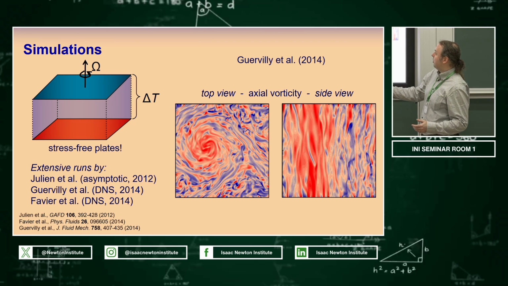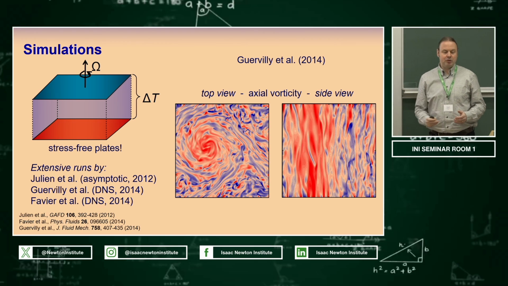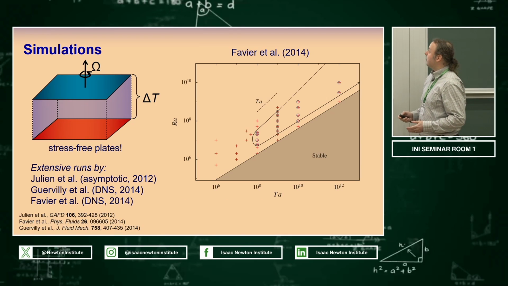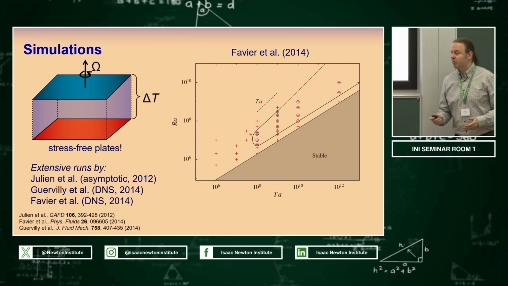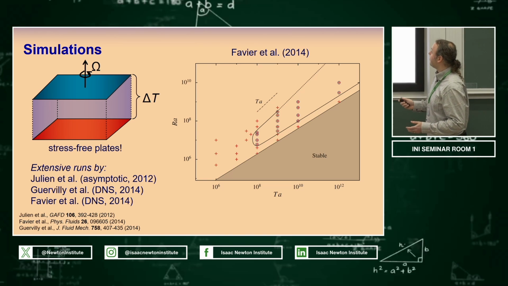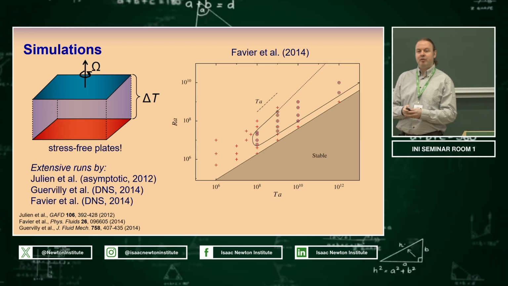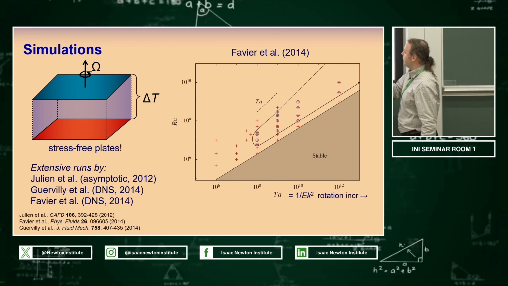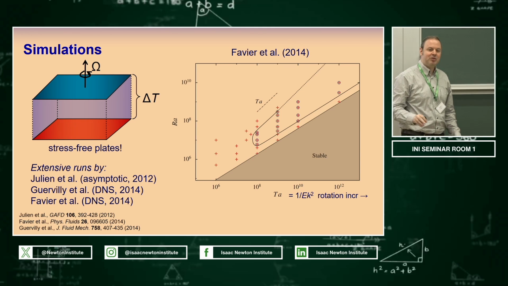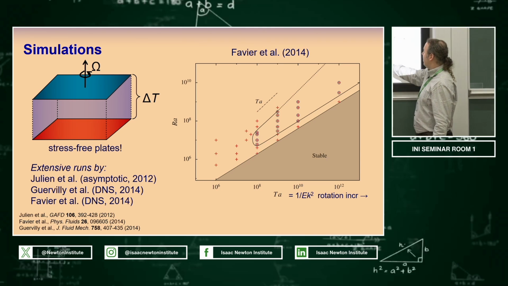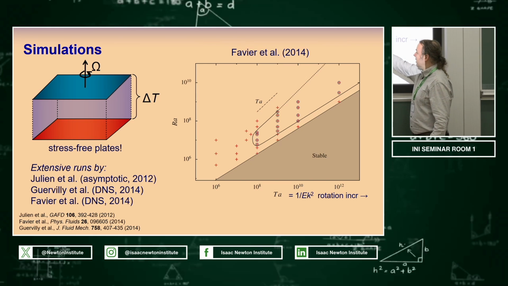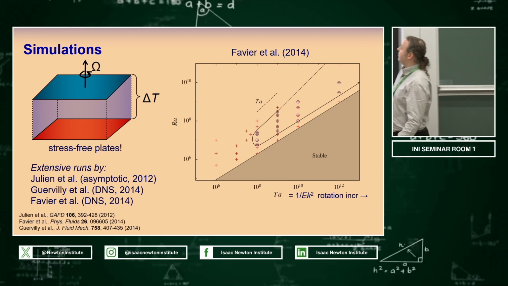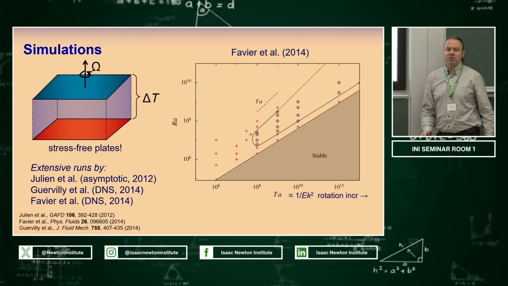So this is a predominantly two-dimensional structure, as also already introduced by the previous speaker. The next diagram I want to show is taken from the other study by Favier et al., and they gave a phase diagram of what to expect where. On the horizontal axis is the Taylor number, another parameter to describe the magnitude of rotation. It's 1 over Ekman squared, meaning that rotation increases to the right. And on the vertical axis, we have the Rayleigh number, or the forcing parameter.